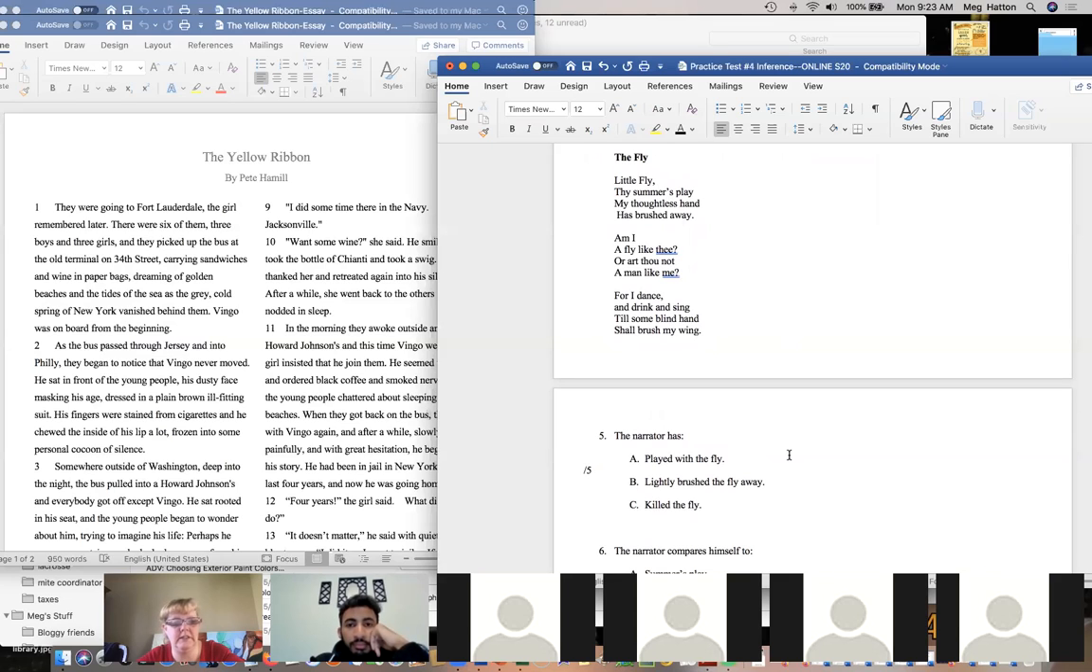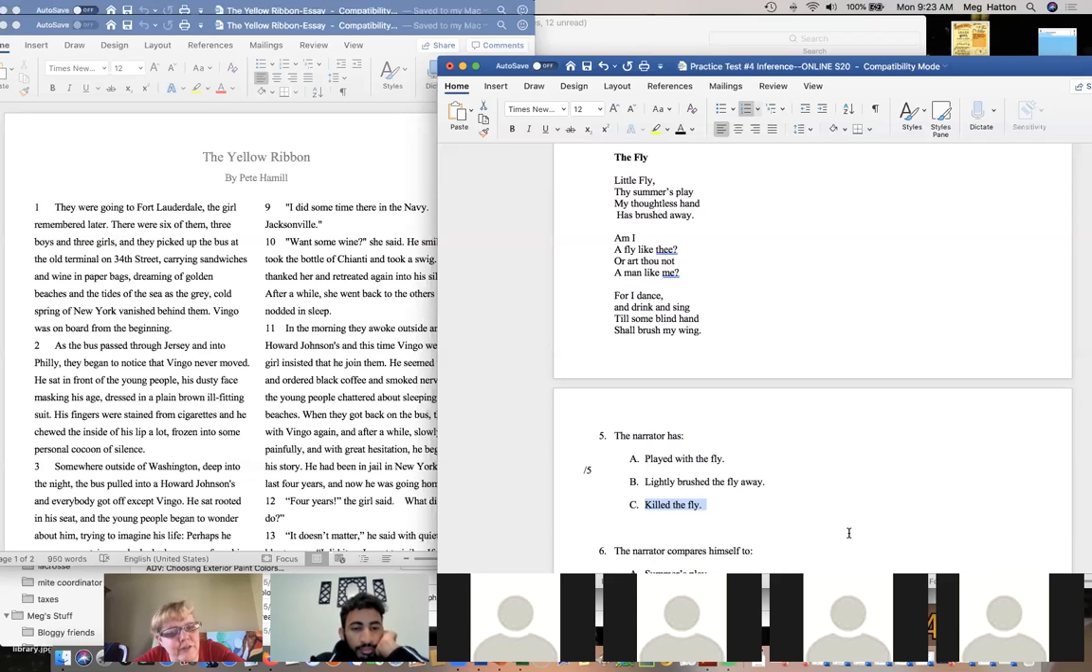What do you think? If I say played with the fly, am I correct? It's killed the fly, because listen again: "Little fly, thy summer's play." So you have to picture in your head, this is a fly. This is a metaphor, right? He's using the fly as a metaphor. "Little fly, thy summer's play, my thoughtless hand has brushed away."